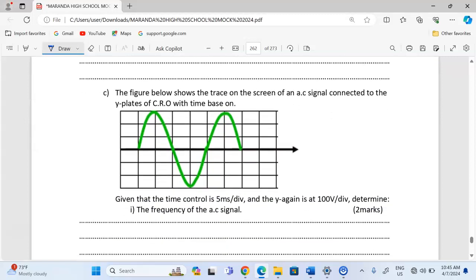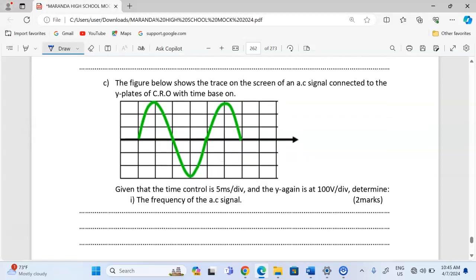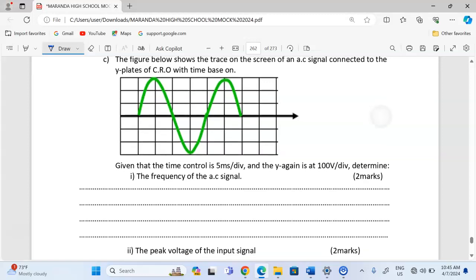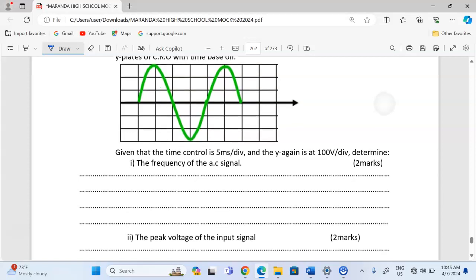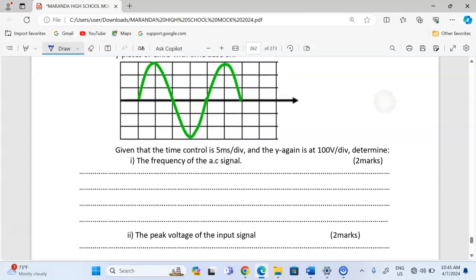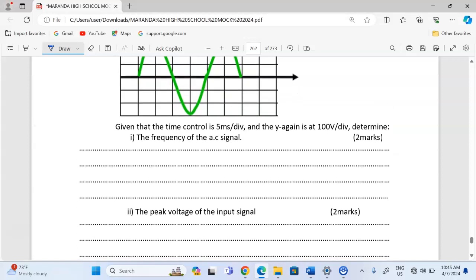The figure below shows the trace on the screen of an AC signal connected to the Y plates of a CRO with the time base on. So this is the display on the screen of the AC signal. Given that the time control is 5 milliseconds per division, and that the Y gain is 100 volts per division, determine part 1, the frequency of the AC signal.